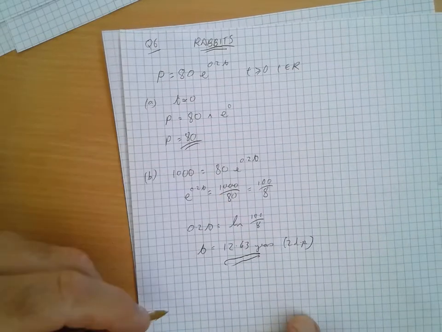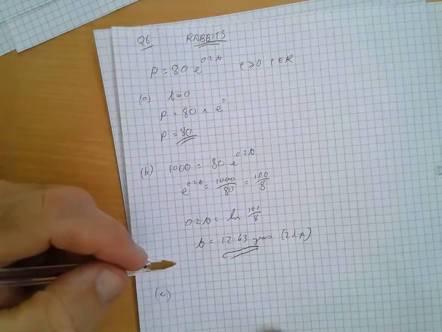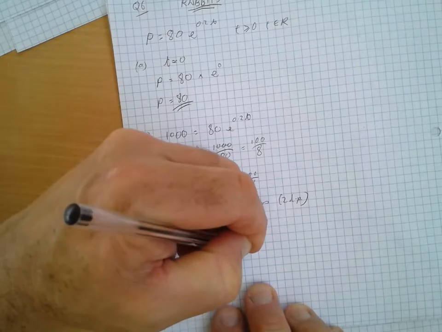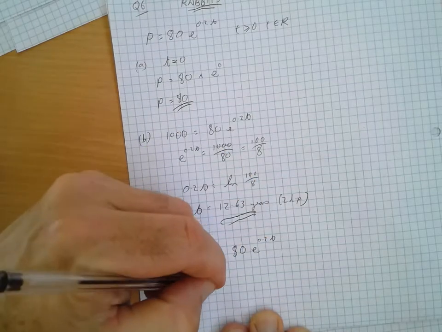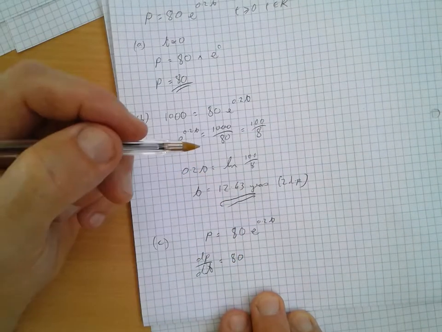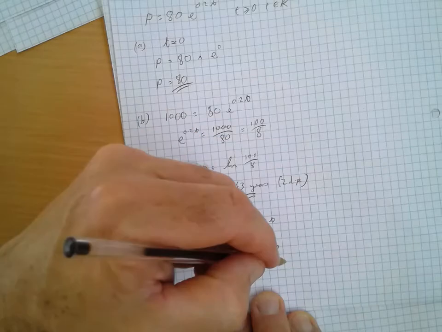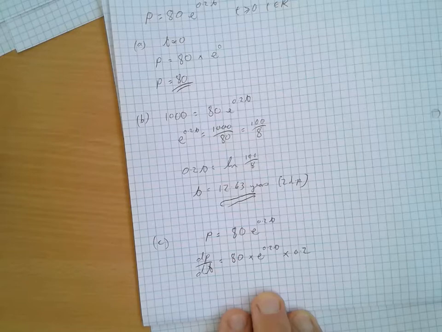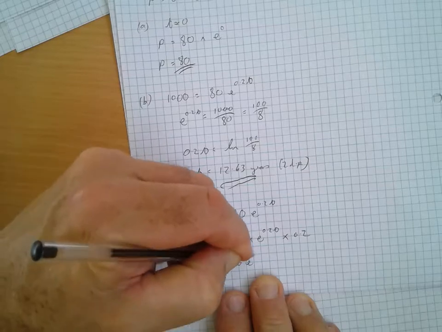Okay, part C. It's asking you to find dP/dt. P equals 80 e to the 0.2t. dP/dt equals, well, a constant stays where it is, so 80, derivative of e to the 0.2t remains the same, e to the 0.2t, and then using the chain rule you have to multiply that by the derivative of 0.2t, which is 0.2, and tidying all that lot up, dP/dt is 16 e to the 0.2t.